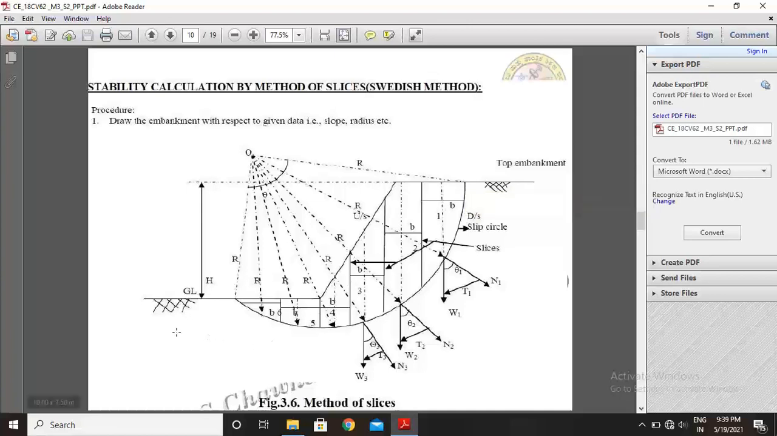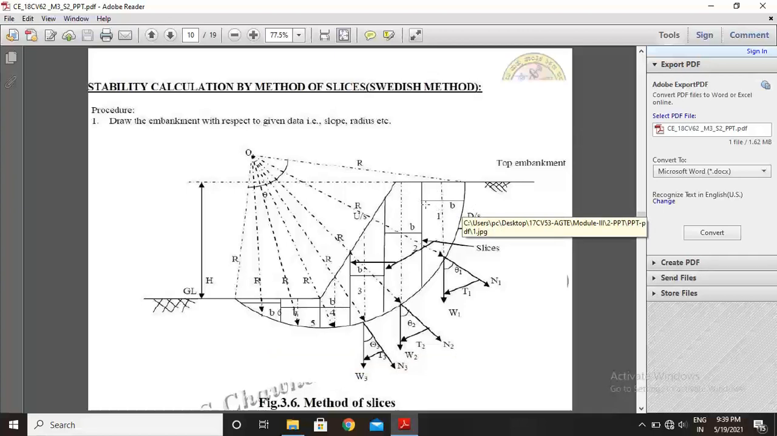After plotting the slip circle, now measure the total width. From this point you draw the exact horizontal line, and from this point you measure the total width B. Then you divide it into a number of slices. Maximum is 8. Suppose the total width is 10 centimeters, you divide it by the number of slices. So first slice, second slice, third slice, fourth slice, fifth, up to a maximum of 8 slices.